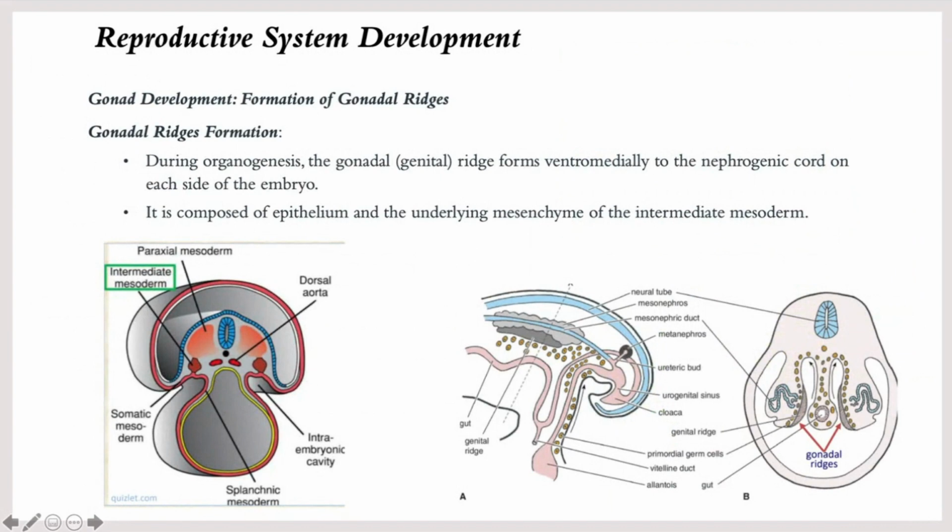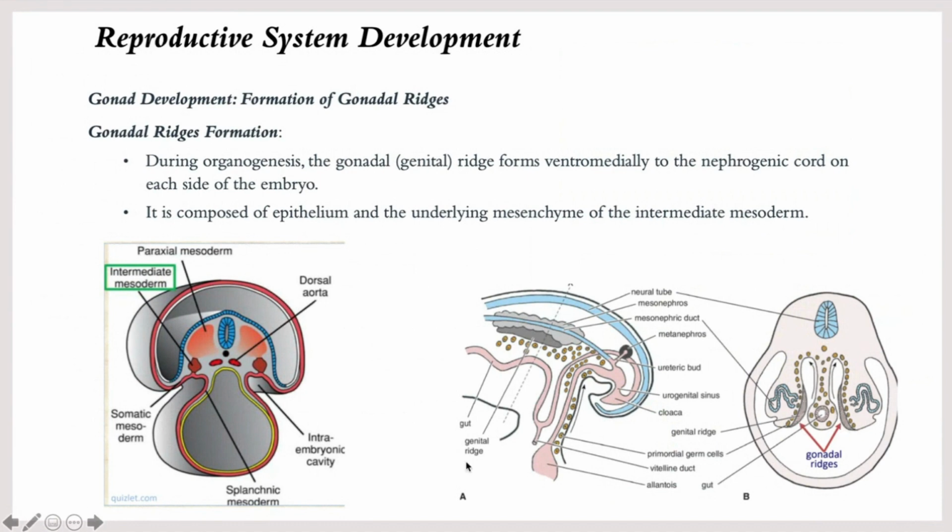Okay. Now, how does the reproductive system actually develop? So in organogenesis, which is of course the formation of organs, the gonadal or genital ridges form. And they form quite close to, in front of, and next to the nephrogenic cord. Remember that we said that the nephrogenic cord is going to give rise to the nephrons, which are of course the structural and basic units of the kidneys, right? So the gonadal ridges are going to form right next to them. Okay, and the gonadal ridges are right here. You can see them right here.